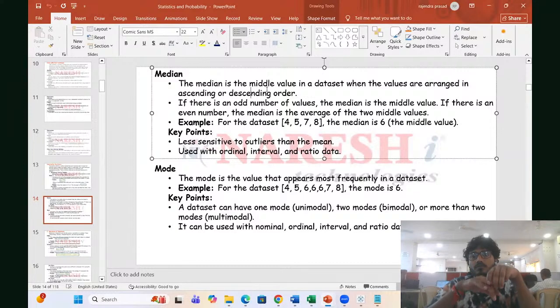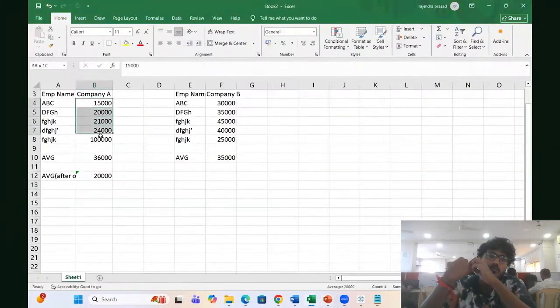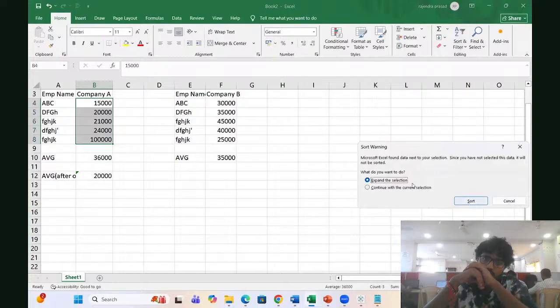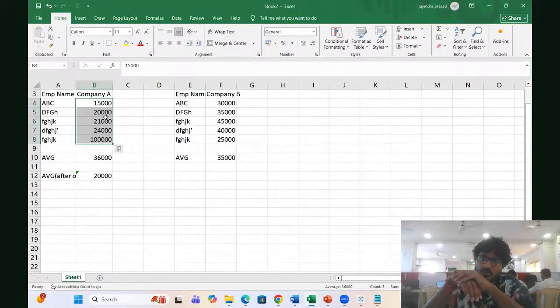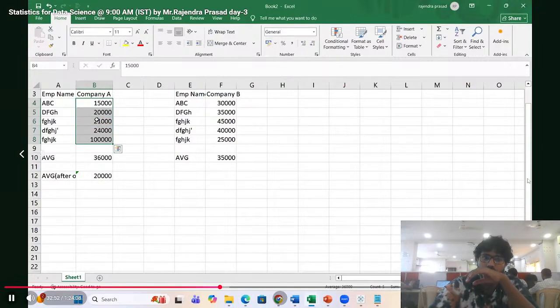Is this clear? So here also, for example, how many do I have? 1, 2, 3, 4, 5. So in this, I need to sort my data. Whenever you sort this data: 15,000, 20,000, 21,000, 24,000. So what is the middle value? 21,000. So what is your average salary? 21,000.